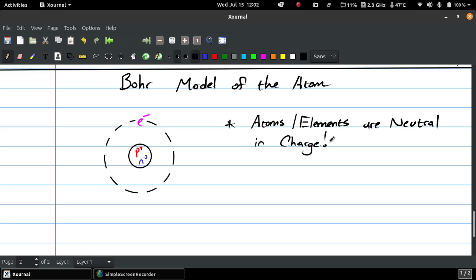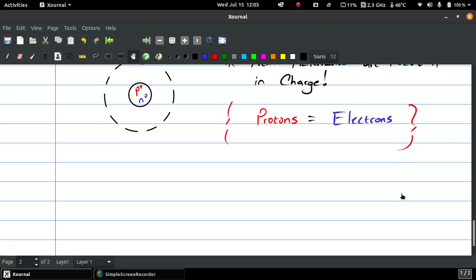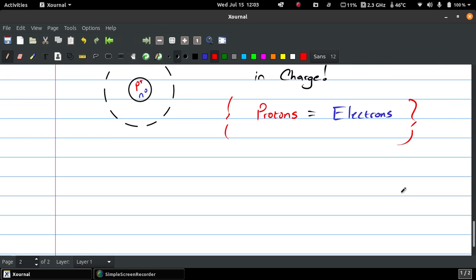So they're neutral in charge. What that means is you have the same number of positive and negative charges. So that would mean protons equals electrons. Alright, so now knowing that, we look at a proton being +1, electron is -1.